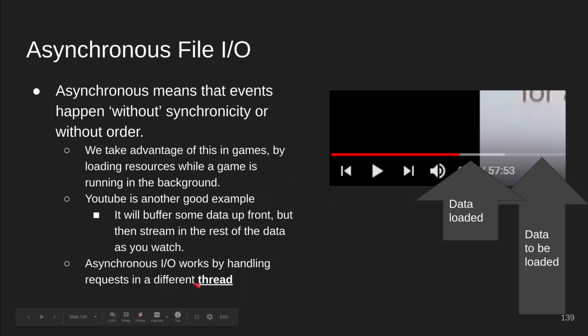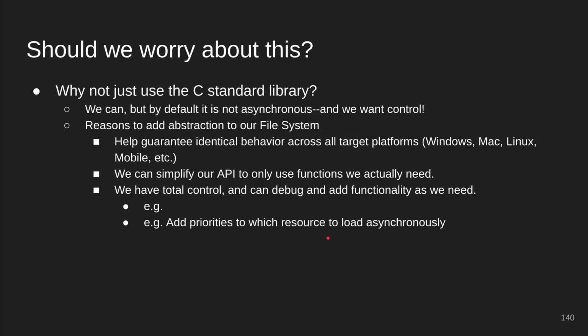Okay, so asynchronous I/O works by handling requests in a different thread. So there's a different thread on your CPU working and bringing in data. Should we worry about this? Why not just use the C library? Those write functions, I said, were pretty good at just reading a big block, but we might want to have some other abstractions like asynchronous I/O. That gives us a little bit of control on how we read our data and whether we need to read it all at once or without any synchronicity.